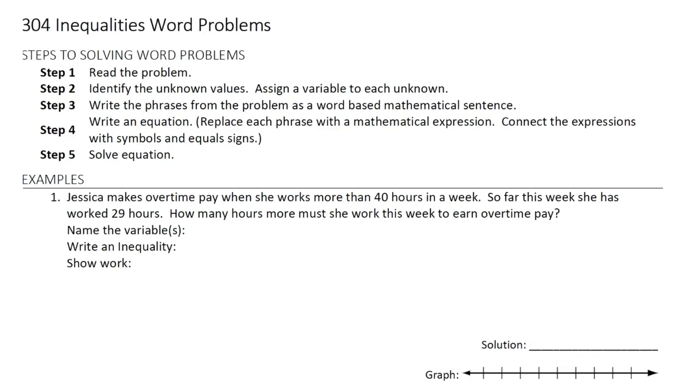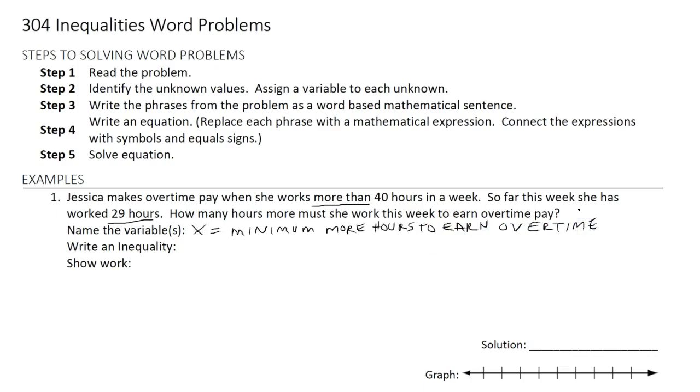Let's see how this works in example 1. First, read the problem. Jessica makes overtime pay when she works more than 40 hours a week. So far this week, she has worked 29 hours. How many more hours must she work to get overtime? Our variable is the answer to the question, how many more hours must she work to get overtime pay? So x is the minimum number of more hours she must work to get overtime pay.